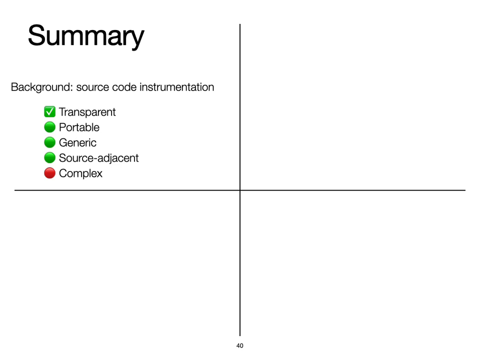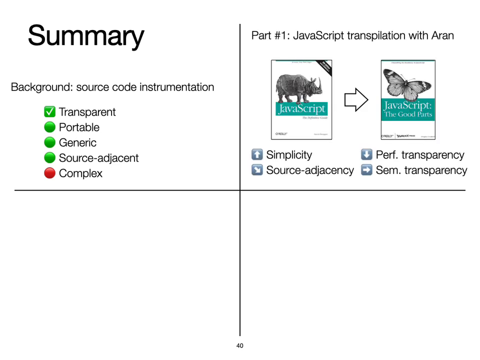The 3 main parts of this presentation are about simplifying source instrumentation while protecting its strength. In the first part, I introduced Aran to facilitate instrumentation. It involves instrumenting a minimal variant rather than the full source language. I was able to achieve a very high level of semantic transparency, but it comes at the price of some performance overhead. Also, it's not completely adjacent to the source anymore.